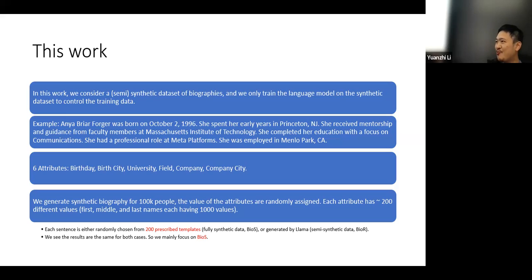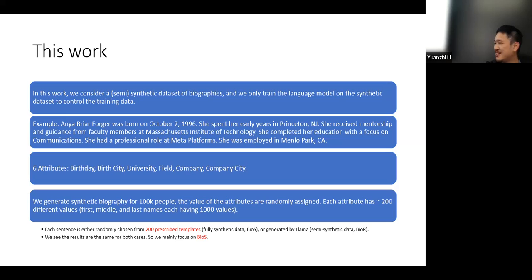Okay, so there are 2 versions of our data. There's one version where each sentence is chosen from like 200 templates. The templates are generated by GPT 3.5. For each sentence in the biography, we generate from 200 prescribed templates and we randomly sample one. Another possibility is we just write the biography using Llama. The experimental results are the same for both cases, so we are generally going to focus on the fully synthetic one for simplicity.